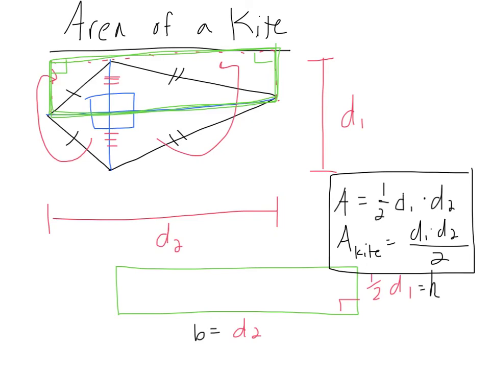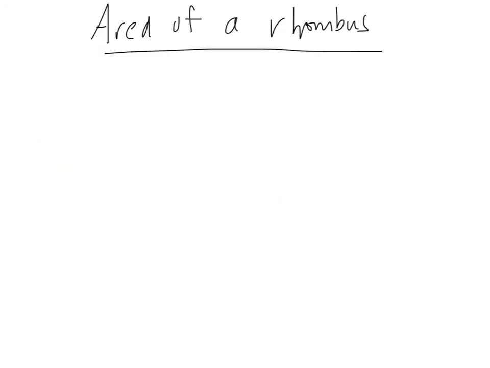And how did we get that formula? Again, we turned a kite into a rectangle, and we observed how we used the diagonals to morph it into a rectangle. All right, team. So last but not least, we have the area of a rhombus.